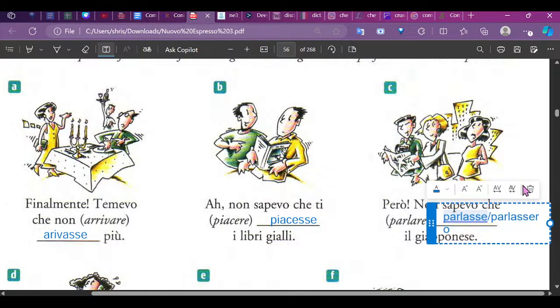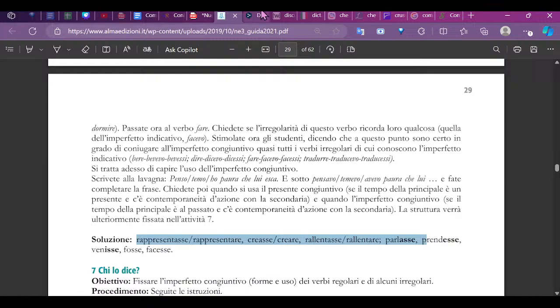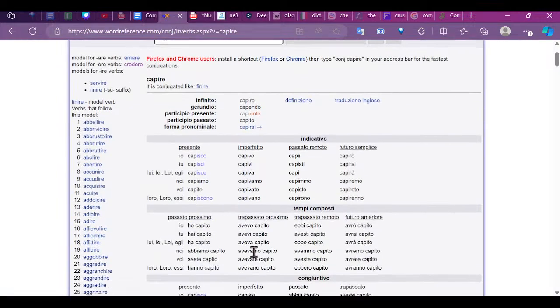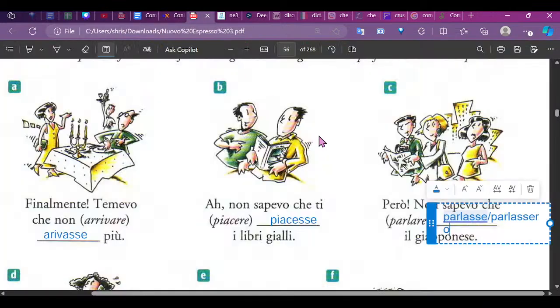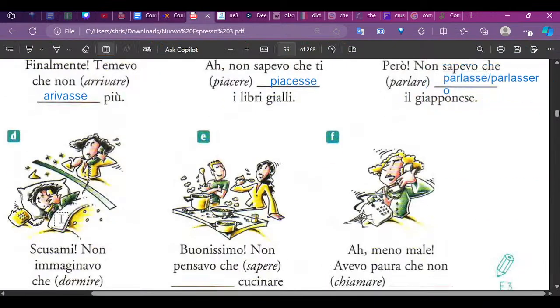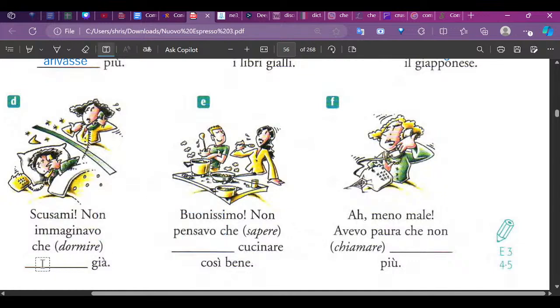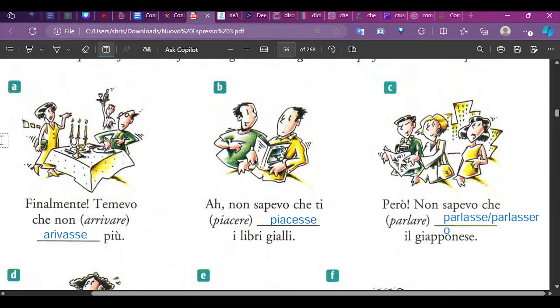Parlassero. Not sure. I'll just have to check. Probably right, yeah. Non immagino che dormessi. Oops, dormisse o dormesse. Wait a second, no, this would actually be incorrect.